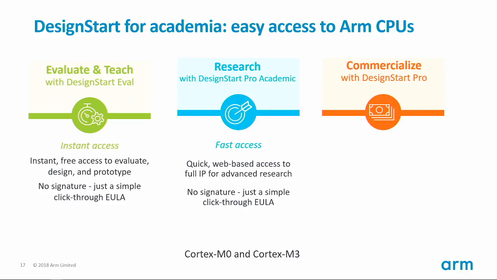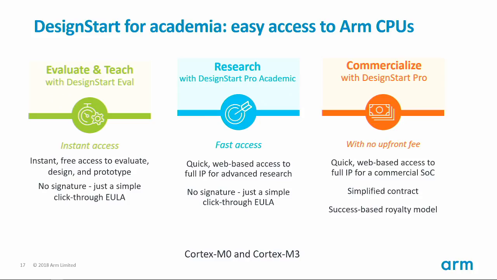We have DesignStart Pro Academic, which is for a little bit more advanced use cases. So if you want to do a silicon based on M0 or M3 DesignStart, then this is the right deliverable for you, because it is providing you with full RTL of the whole subsystem, while the eval is having obfuscated RTL of the M0 and M3. And this is, again, a simple click-through license. We're just expecting you to let us know about the use case and how do you plan to use our system. And you can actually produce silicon. You can have 1,000 units completely free of charge.